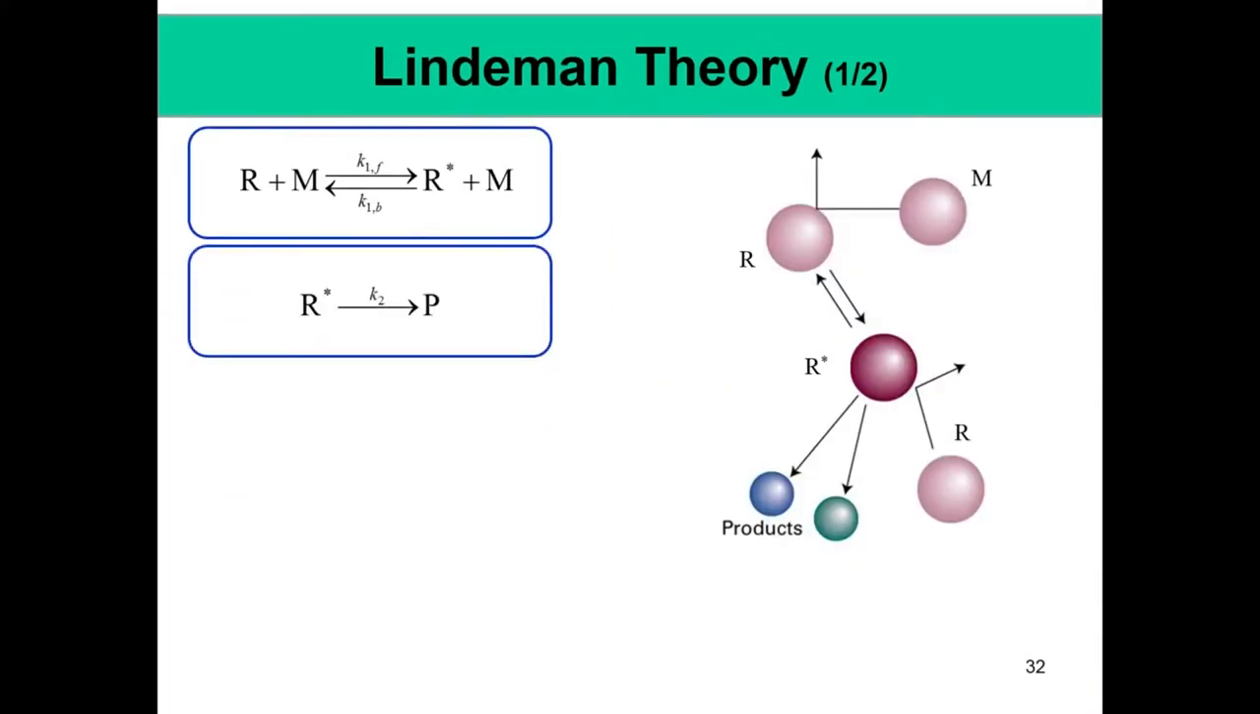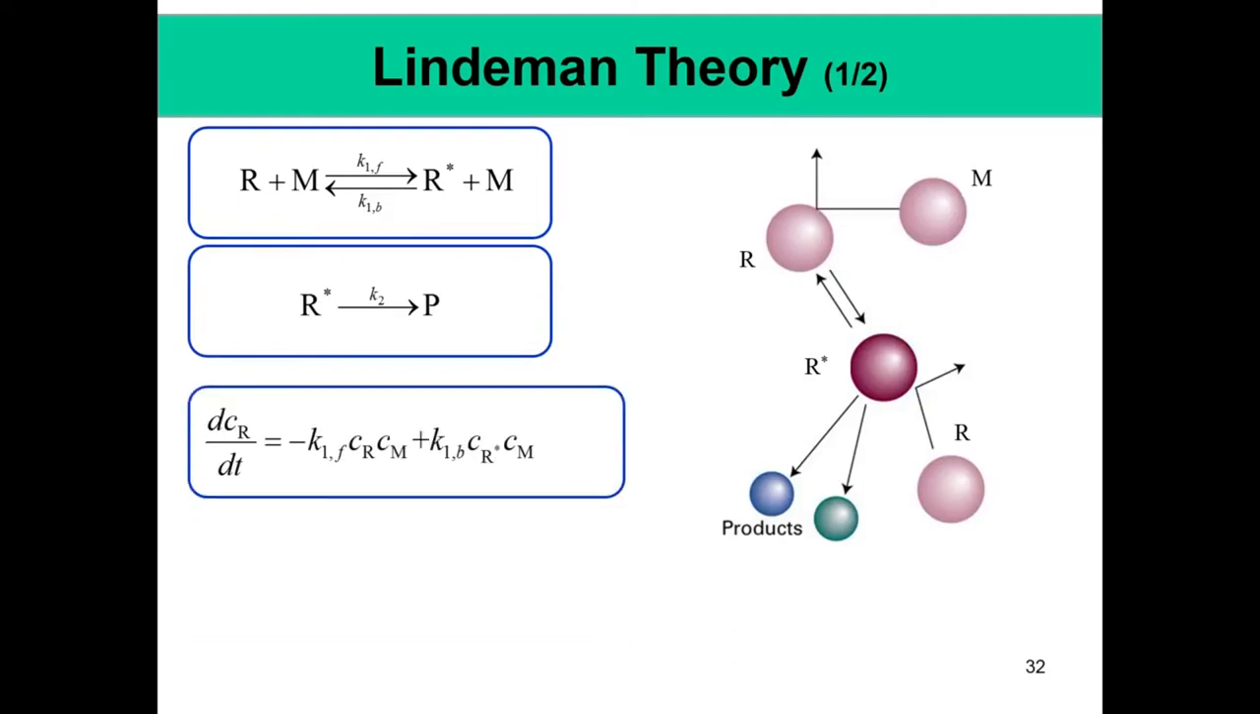This can be explained by Lindemann's theory, which also considers an energized state. Here R, our reactant molecule, collides with another third body M, which can be R itself, an inert nitrogen, or something else, and it achieves an energized state R star, and there is M. Then there is another step. It is very similar to the previous transition state theory, though there are important points of deviation. Here also we see that the formation of P from R essentially involves two steps: it first goes into an energized state, and then the energized state decays to form P. Okay.